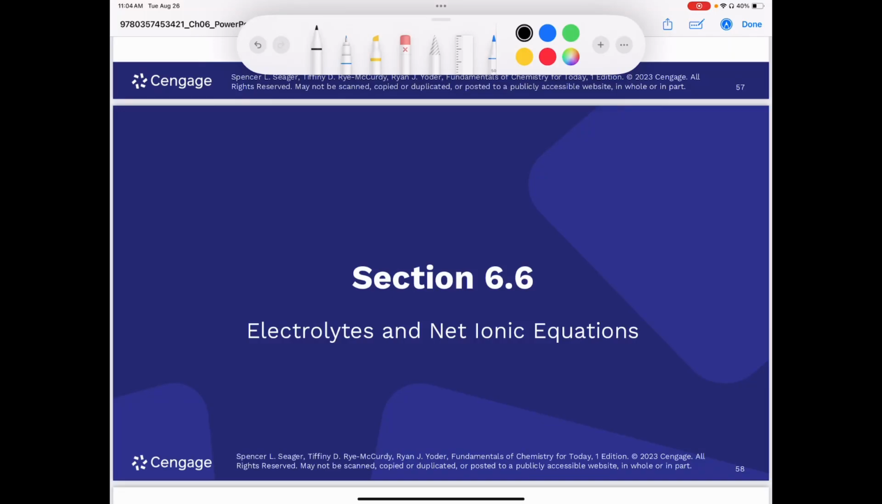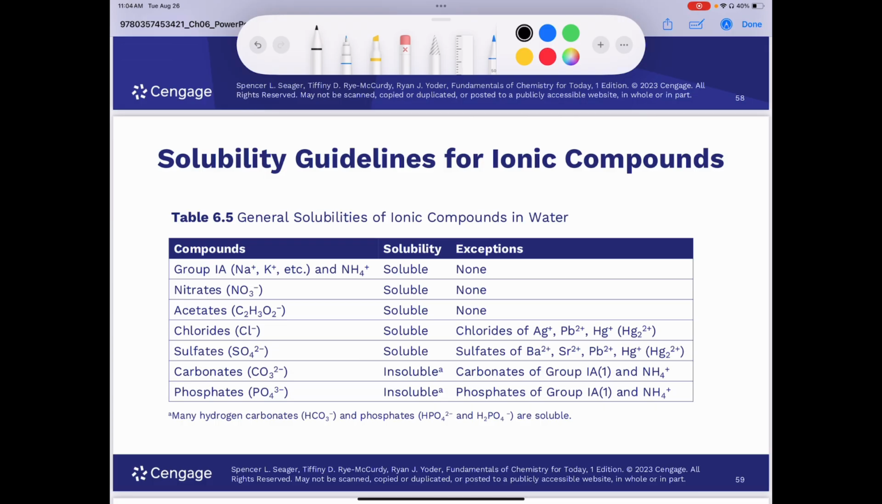All right, let's talk about electrolytes and net ionic equations. The general solubilities of ionic compounds in water are shown here. You should have a general idea that if you have an ionic compound that contains a group 1 metal, it says 1A here, but just group 1 metal, like sodium, potassium, lithium, etc., those are going to be soluble.